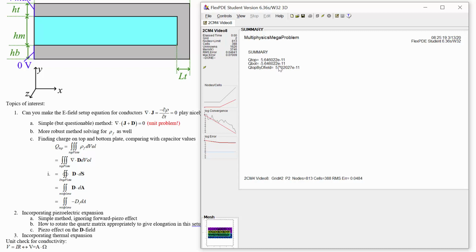Okay, pretty good. So qtop evaluated by just directly volume integrating the charge density gives us this. qtop by doing the integral of the z component of the D field over the center line, which then turns into a plane when you multiply it by a depth of 1, gives us this value. So we end up with exactly the same, or at least mostly the same result, whether we do this check or the actual direct calculation of the charge.